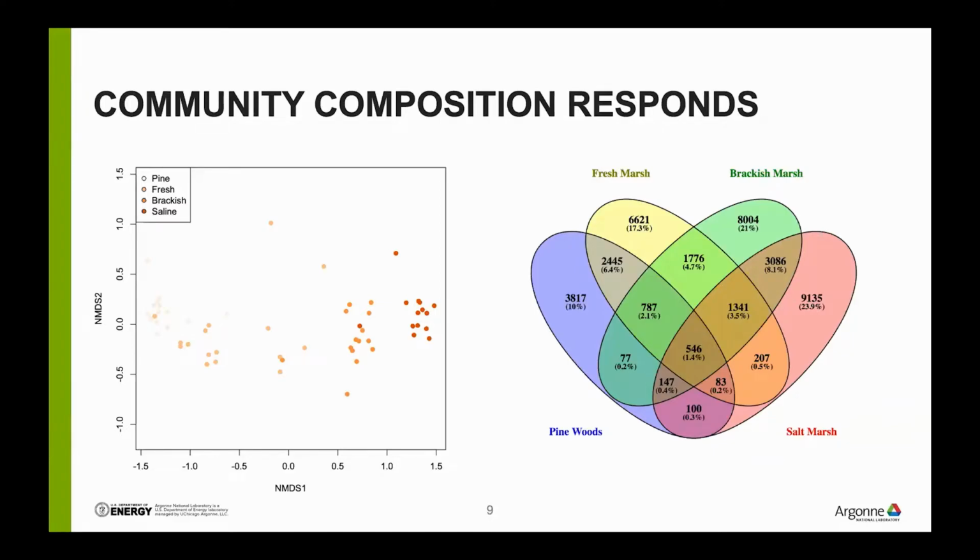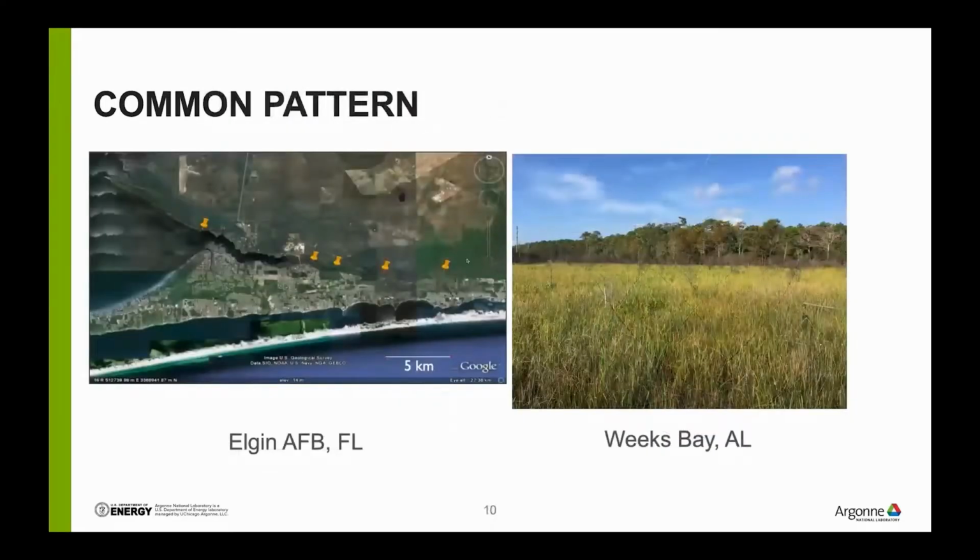And this isn't just present there. This is actually a really common pattern. And so I found that same pattern in studies that I've done in Weeks Bay, Alabama, which is a very similar system, but also at Elgin Air Force Base out in Florida. And in this, it's along a river that has a salinity gradient in it as well. And so samples were collected from wetlands along the length of this river.